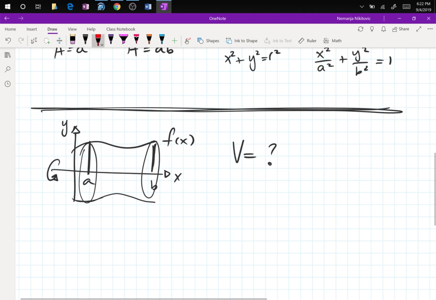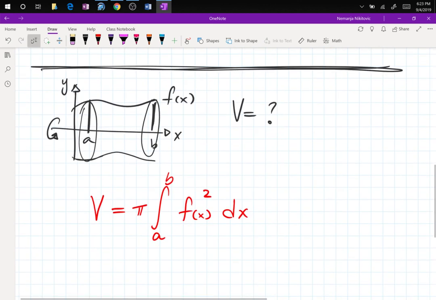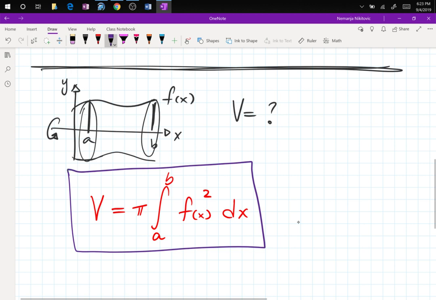Volume is given by the formula pi times the integral from A to B of f of x squared dx. So now, to understand this formula, we are going to immediately compare this to the volume of a cylinder. And I'll put the cylinder also horizontal. I will give it A and B, and I will give it radius R.